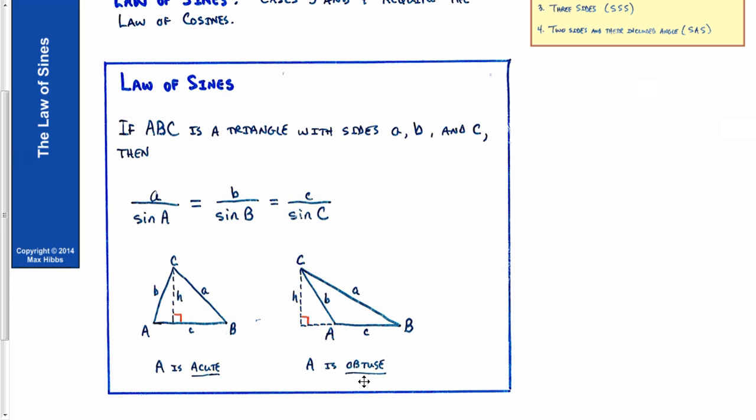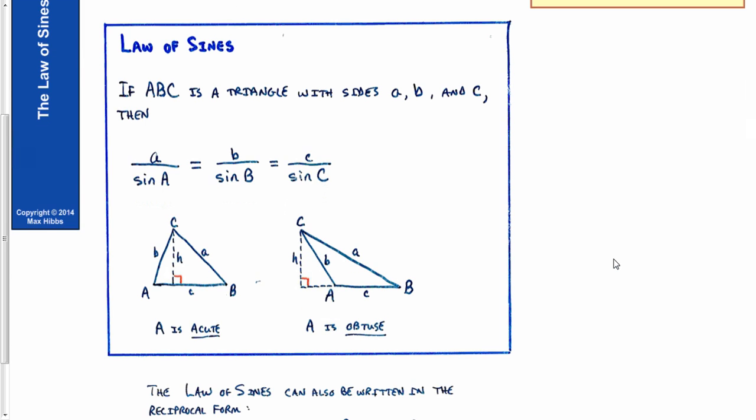I guess there's not really a big significance here, except that this can deal with a situation where all of the angles are acute, or one of the angles is obtuse and the other two are acute. But we don't have any right angles in this case. Actually, this works for right angle situations as well, but we normally don't use it there.